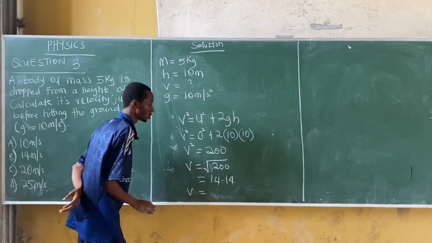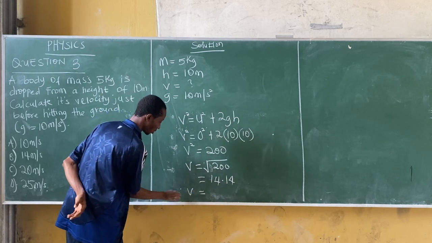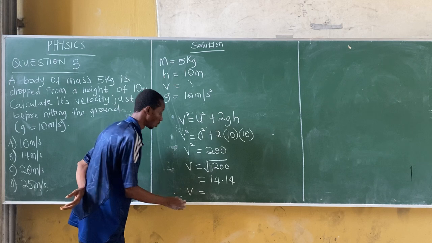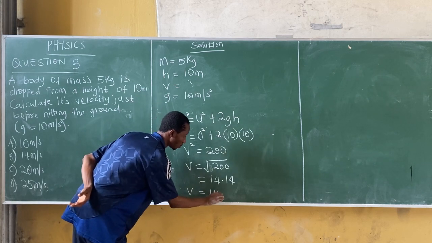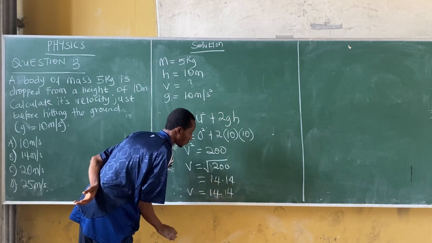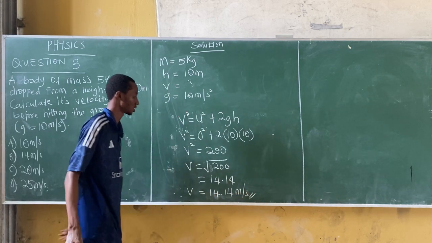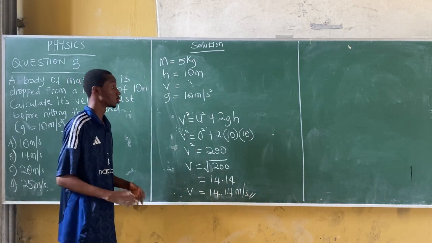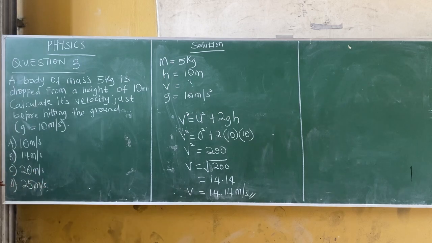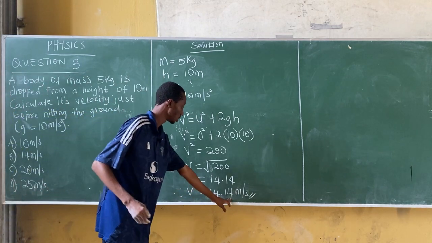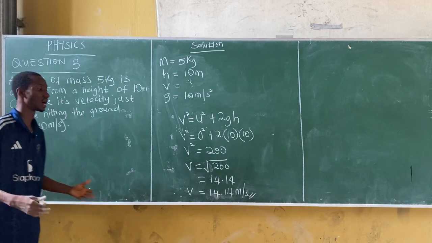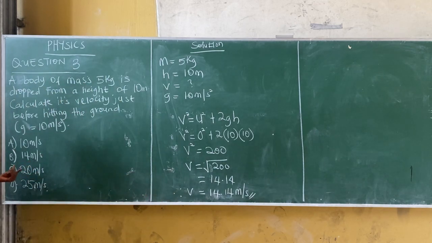V, which is velocity, is equal to 14.14 meters per second. This is the final answer. So the correct option here is option B, because if we approximate it, this is the same thing as 14 meters per second. So the correct option is option B, 14 meters per second.